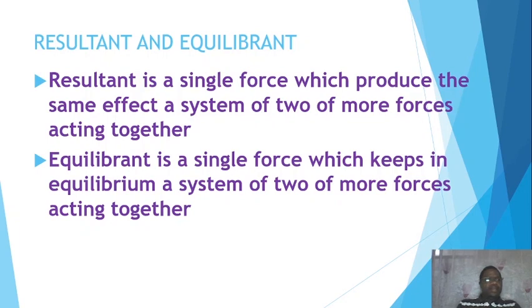So there are cases. We have an example of equilibrant in something like a seesaw system, where you see many people sitting on one side and a single person sits on the other side to balance the other people, making sure that the system remains in equilibrium. That is an example of equilibrant.